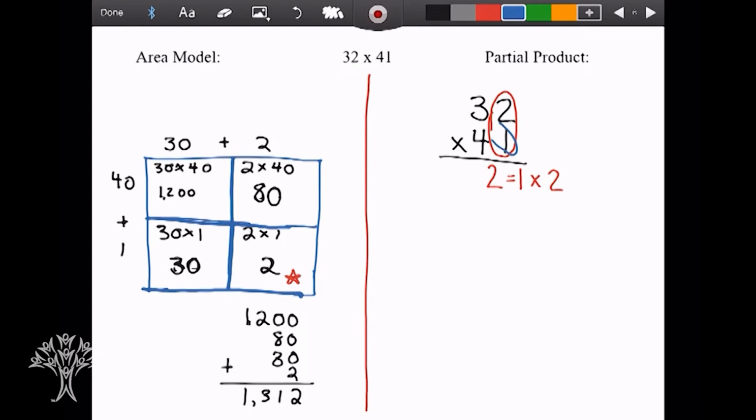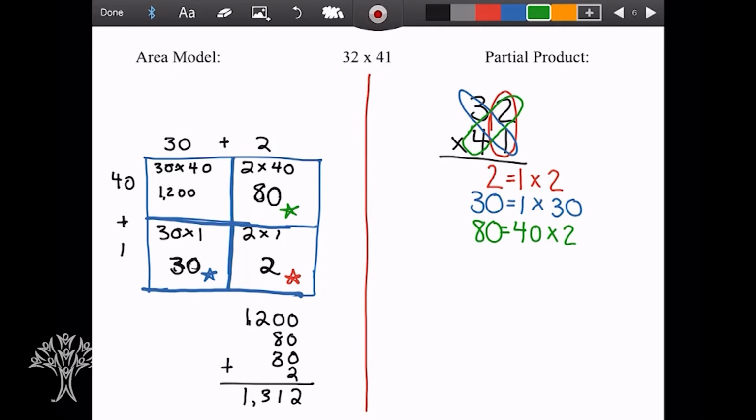My next one is 1 times 30, which equals 30, and again matches up with this one right over here. My next one, I'm going to crisscross over and go 40 times 2. So 2 groups of 40, which is 80, matches up with that guy. And then my last one is to go up and down this way, 40 times 30.